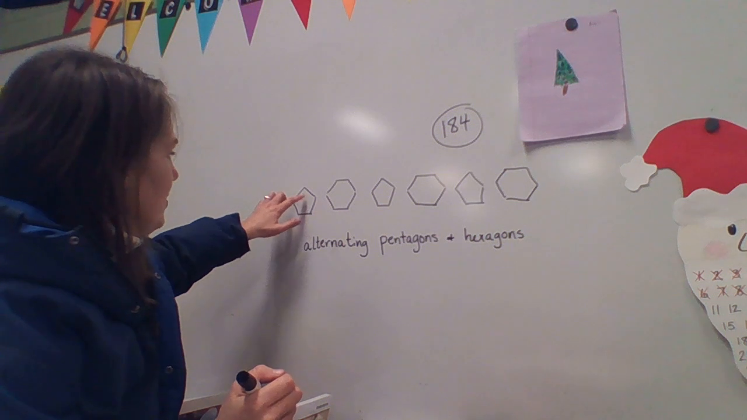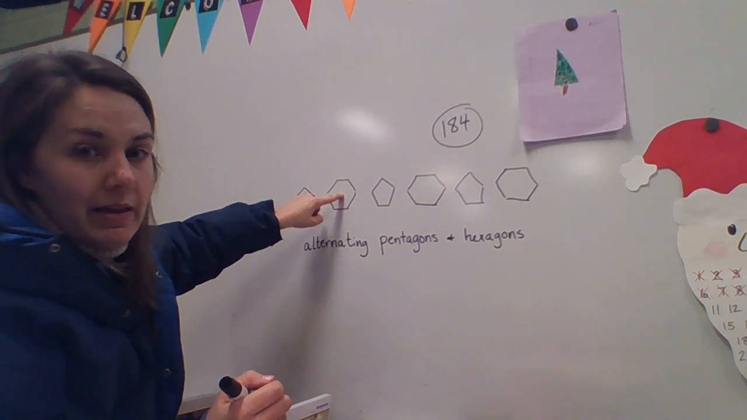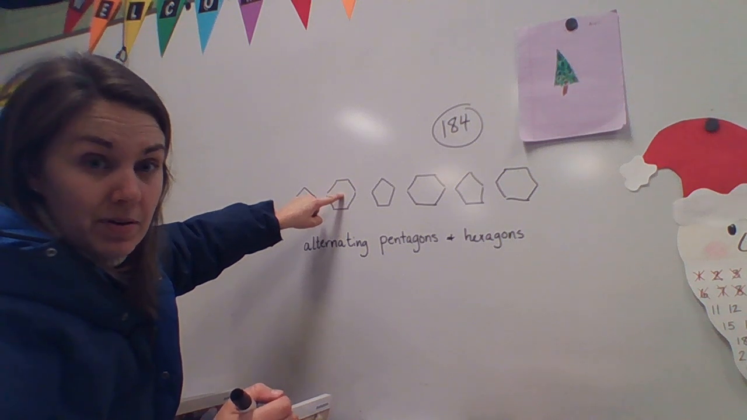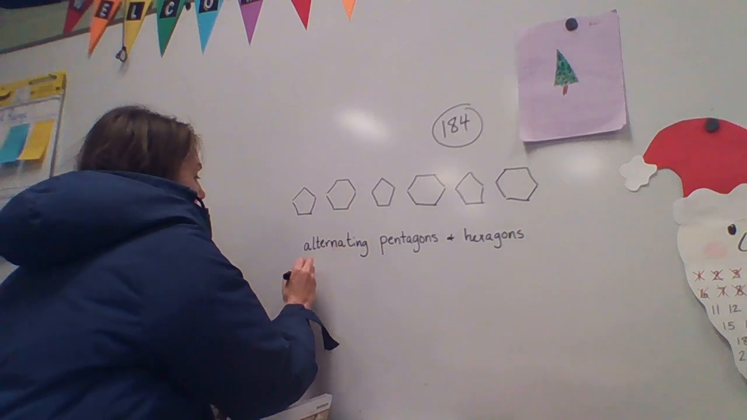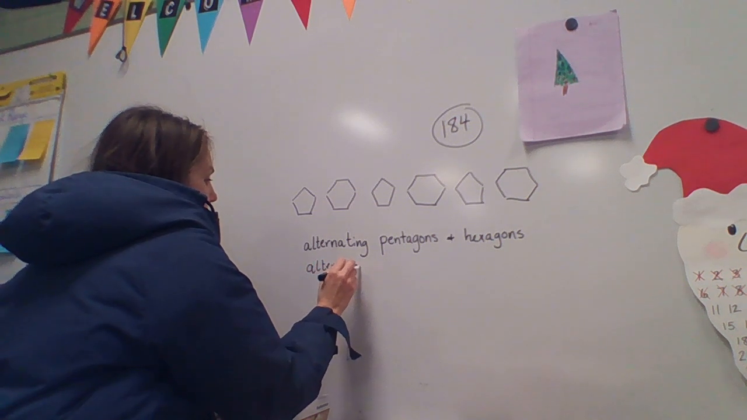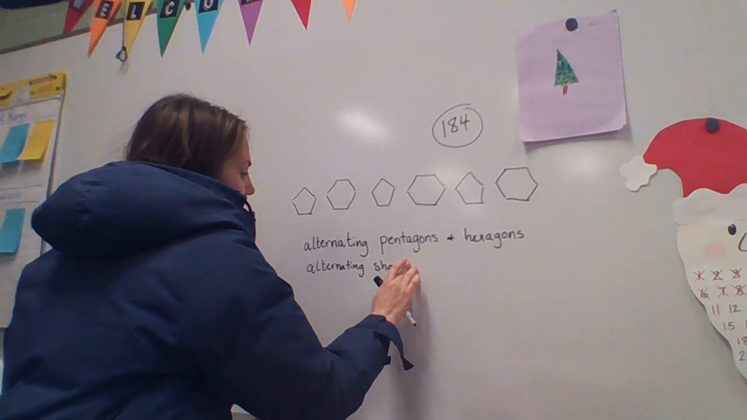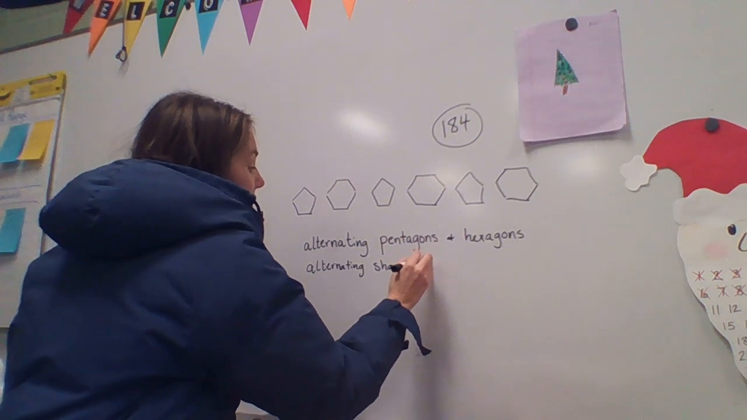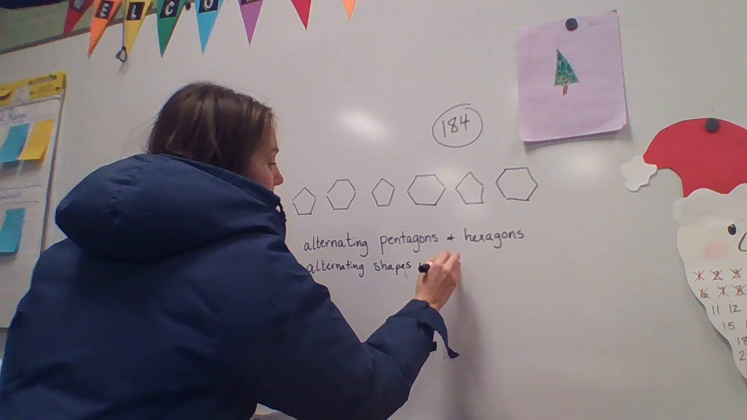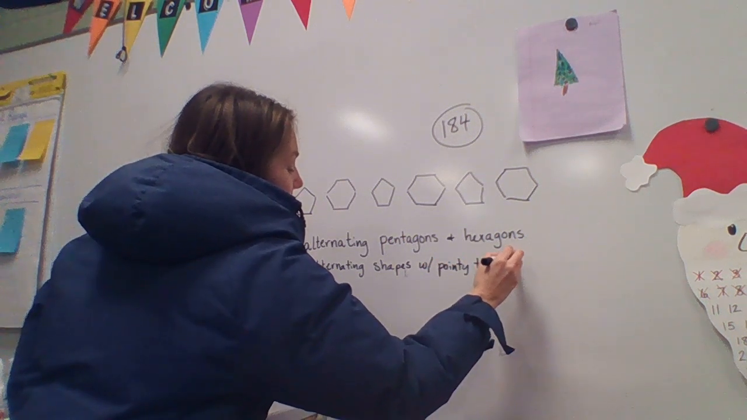Let's look at some of the things too. I noticed that the pentagons have a pointy top and the hexagons have a flat top. So we could also say that we're alternating shapes with a pointy top and with a flat top.